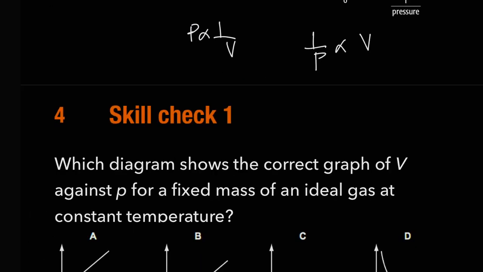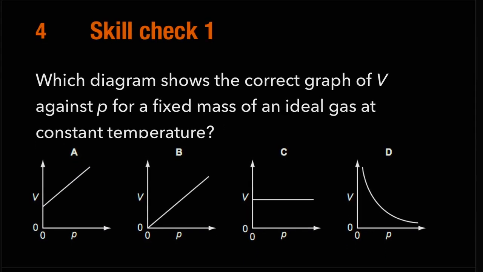So scrolling back now to a particular skill check here. Of all the 4 graphs, which would represent the graph of volume against pressure for a fixed mass at constant temperature? D. Yup. Absolutely.